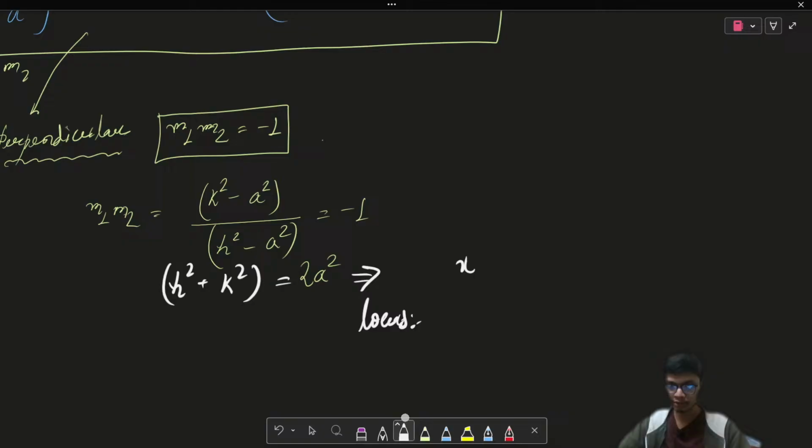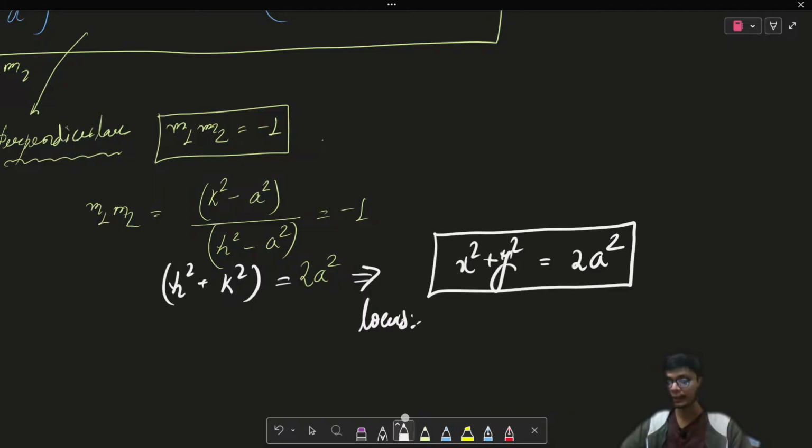So from here, the equation of the locus can now be obtained by replacing h comma k with x and y, and this is basically x square plus y square equals 2 times a square. So this is what I'm getting as the locus of that particular point P as x comma y. This is the required expression of my locus.